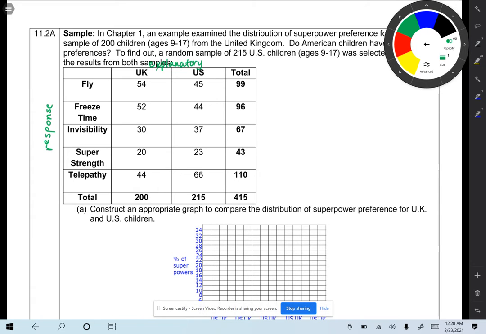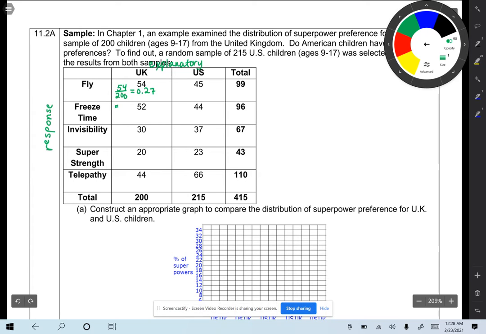Okay, and then you have the totals for each row and the totals for each column. And the first thing we're going to do is calculate the conditional distribution. So the conditional distribution we want to put in our table. So 54 out of 200 UK children prefer fly. And so that would be 0.27. And we're doing this because I'm going to have you graph these.